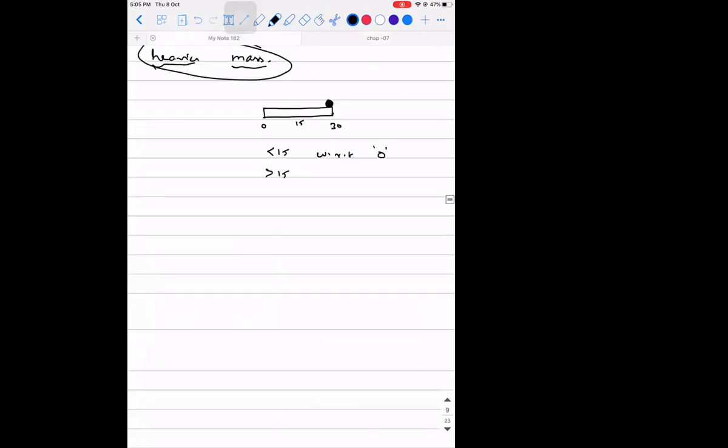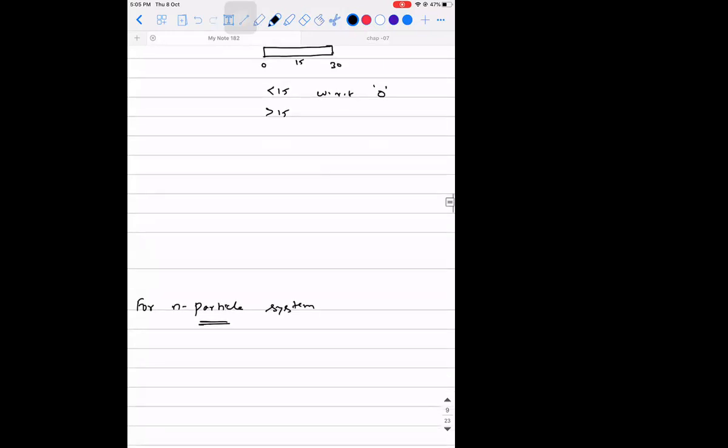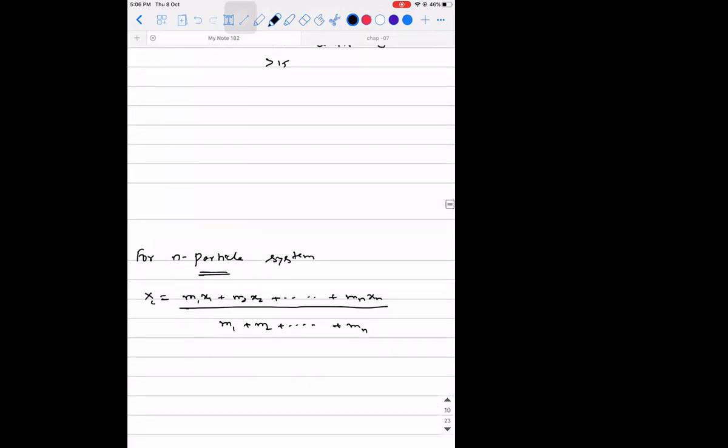For an n particle system, observe. Can I say that the x coordinate of the center of mass is m1 x1 plus m2 x2 plus so on till mn xn, the whole divided by the sum of all the masses, m1 plus m2 plus so on till mn? This is the x coordinate of the center of mass.